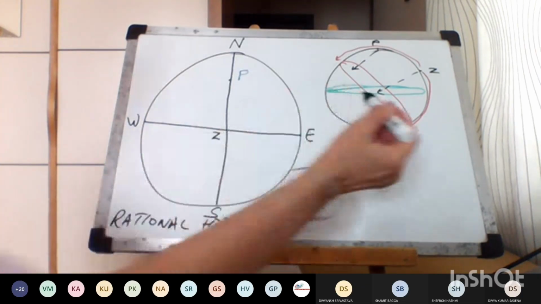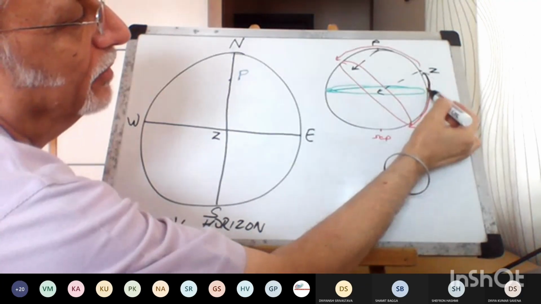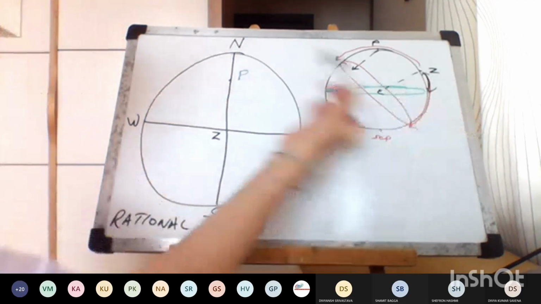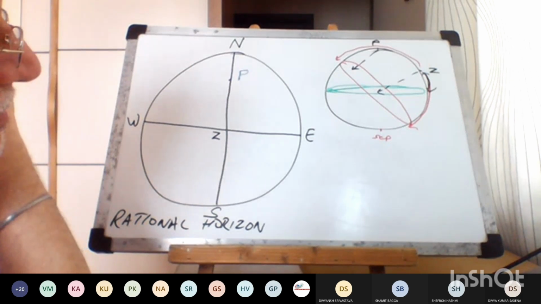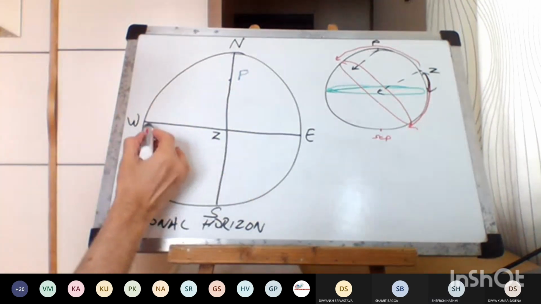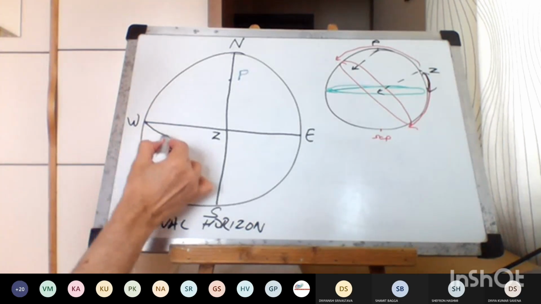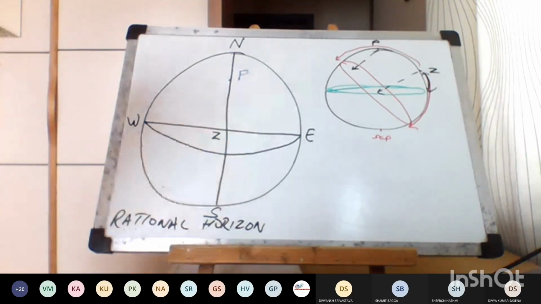Here we notice that we are in the northern latitude. The observer is in the northern latitude. That means the equator is to the south of the observer. Yes or no? Yes. So the equator is to the south of the observer. So we draw the equator to the south of the observer.